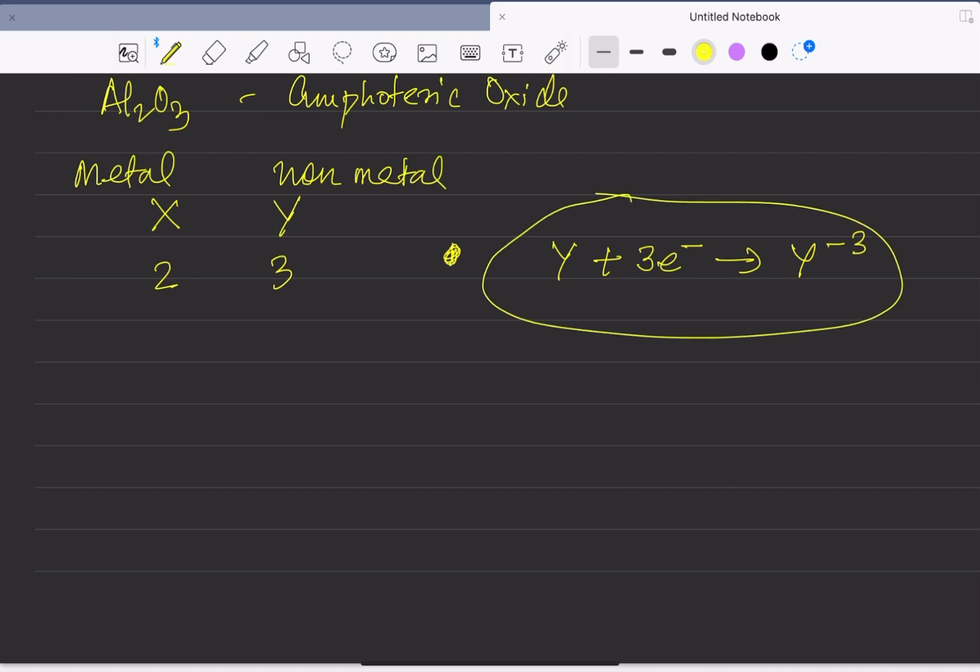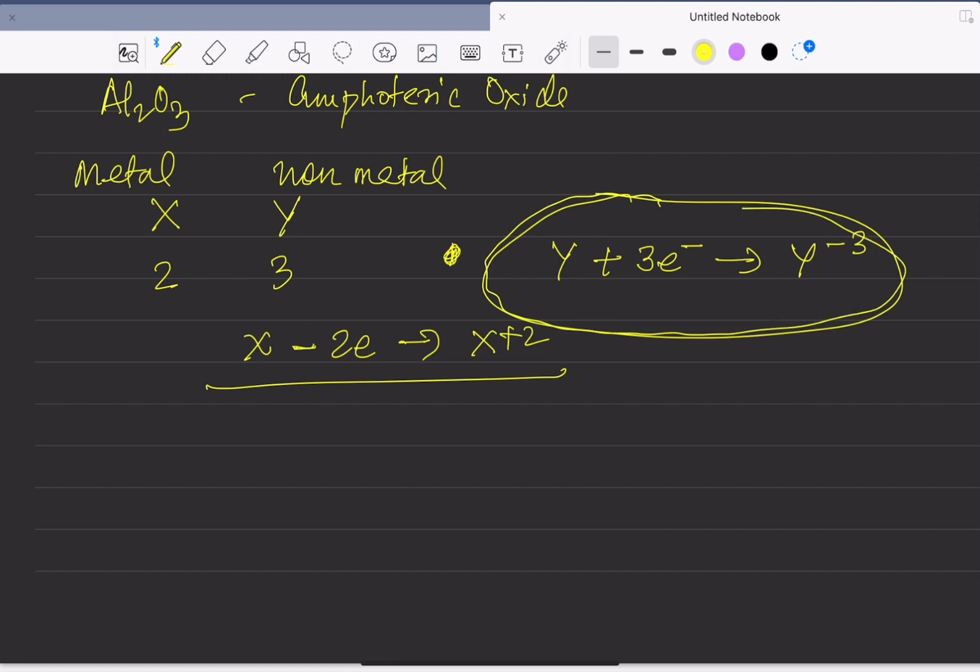If they ask you how X forms ions, then X is a metal. Metals, what do they do? Lose electrons. How many? I think it'll lose 2 electrons. Why? Because the valency is 2. So it'll form an X2+ ion. But this is not asked. They want only the equation to show how Y forms an ion.